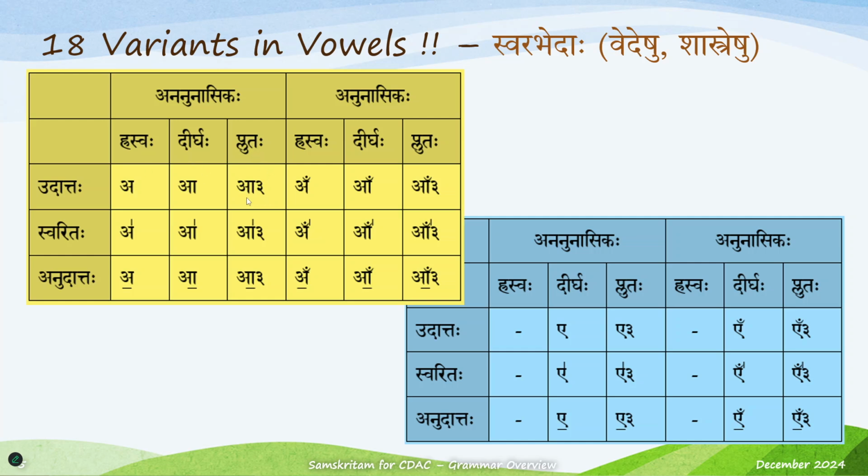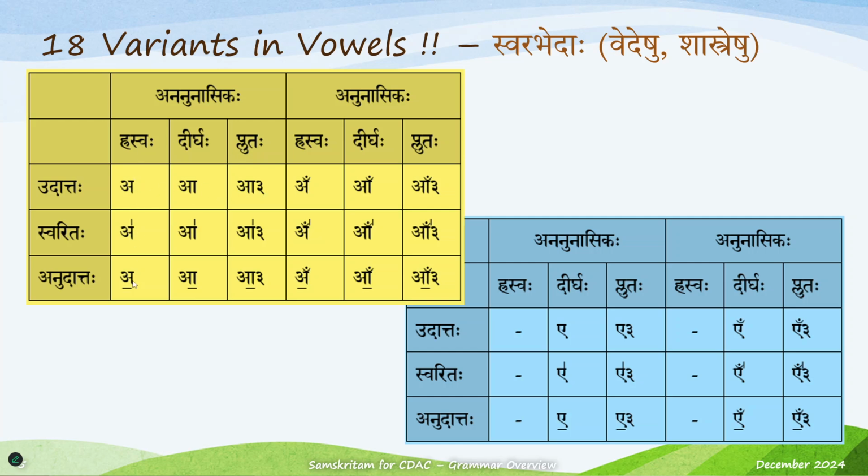So if you see the symbol, we don't have any special symbol for the Pluta variant. We just put the number 3 next to it, and this is used a lot in Vedic Samskritam, because for verse pronunciation, Pluta and even super Plutas are used a lot, especially in Samaveda. Okay, so that is there. That is the first variation.